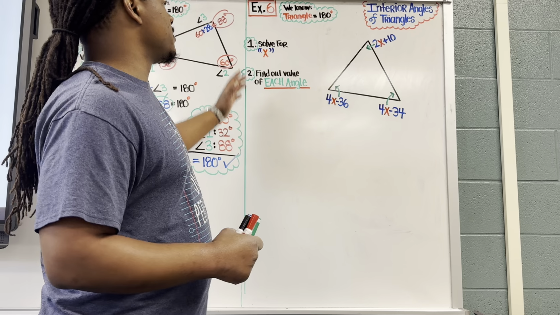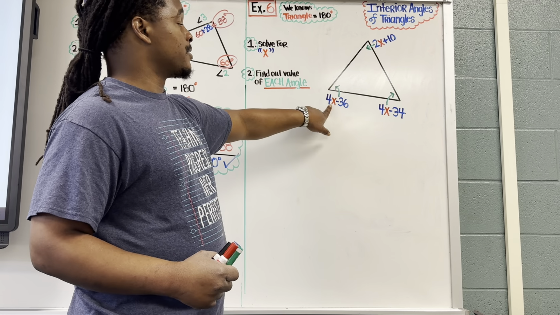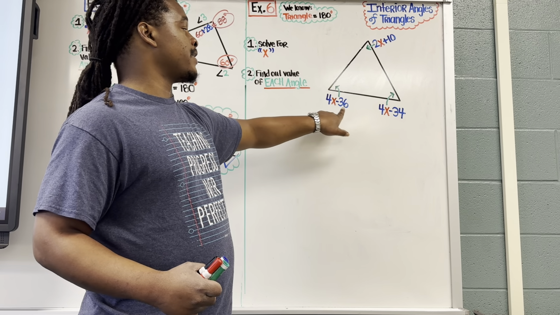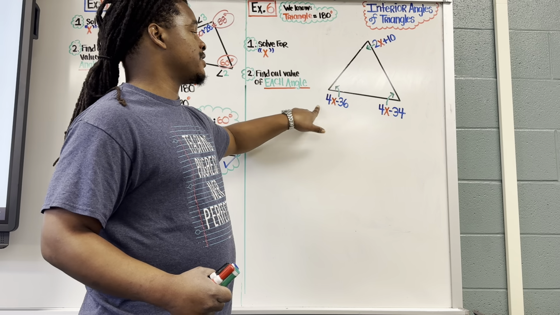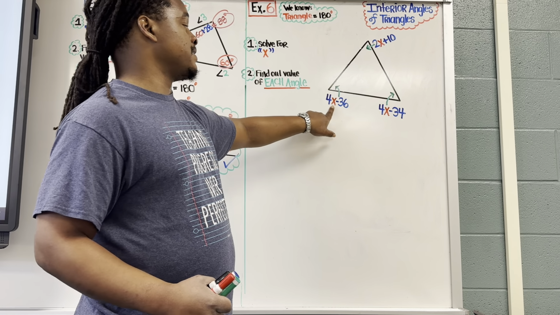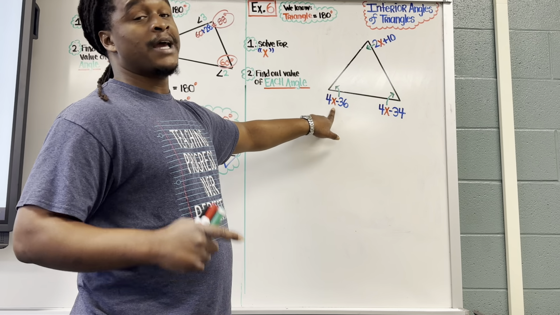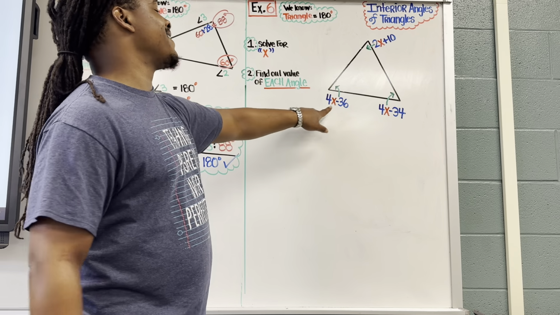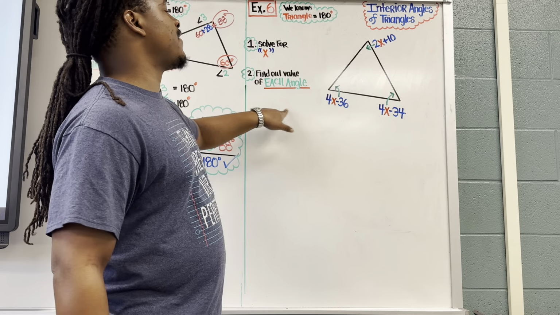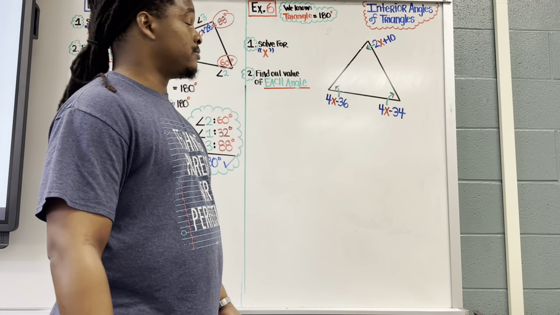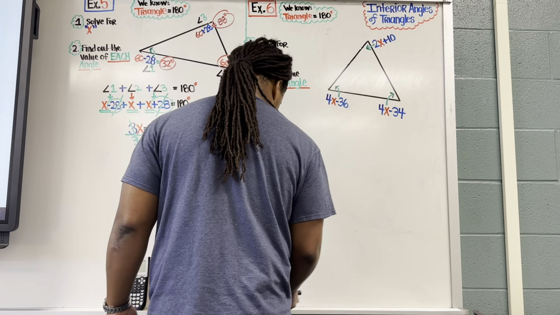So we're going to follow these steps, guys. We're going to solve for x because if you notice, each interior angle is represented by an expression, okay? And x is a particular value that we're going to solve for. And then once we find out x, we can find out the measurements of each angle, okay? So let's go ahead and start the process.